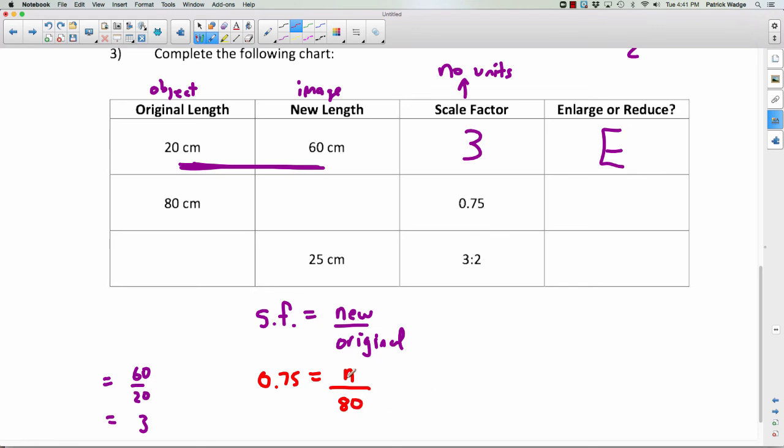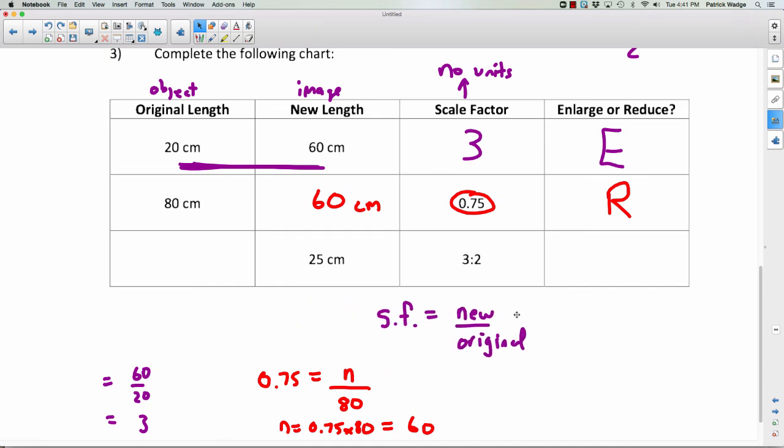Okay, I got to solve this. Looks like algebra. I have n divided by 80. So what are you going to do? You're going to multiply both sides by 80. So I get n equals 0.75 times 80. And if you multiply that, you get 60. So we know that this one here is 60 centimeters. It was 80 and then it went to 60. Got smaller, that's a reduction. Or if you like, 0.75 is less than 1, so that's a reduction.